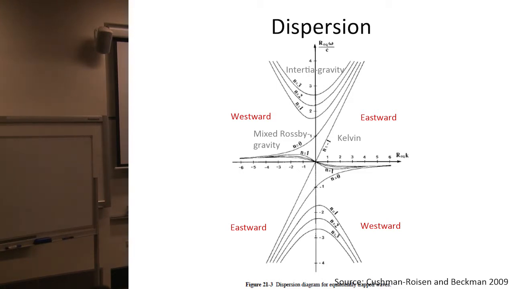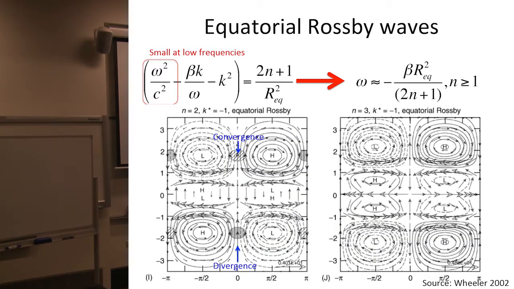Okay, that's what we've done. Now we're going to move on to equatorial Rossby waves. Basically, this term here is really small at low frequencies, so when the wavelengths and timescales are really long, that term's really small, and we can simplify this dispersion relation down to this, which gives us the frequency in terms of the wave number. Then you can plug that into your solutions and come up with this.